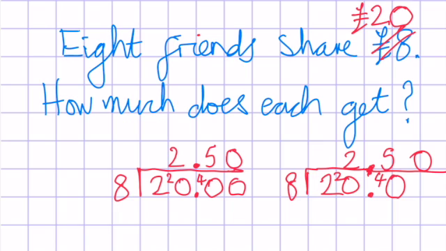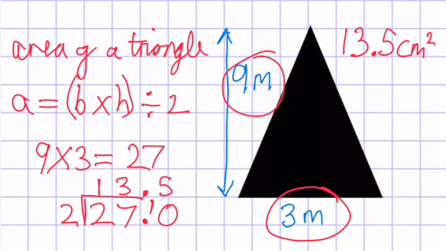So there are 2 examples of when you will use this method of expressing a remainder as a decimal. Word problems to do with money, also things like centimetres and metres and other measures. Finding the area of a triangle when you need to divide your answer by 2. If the number is odd, you're going to get a decimal answer.